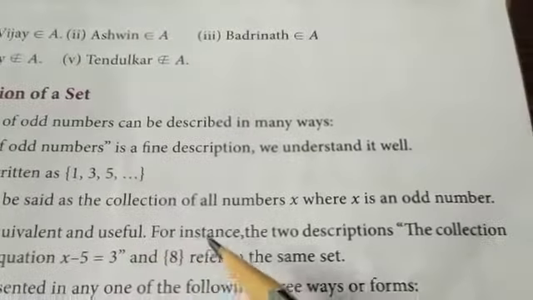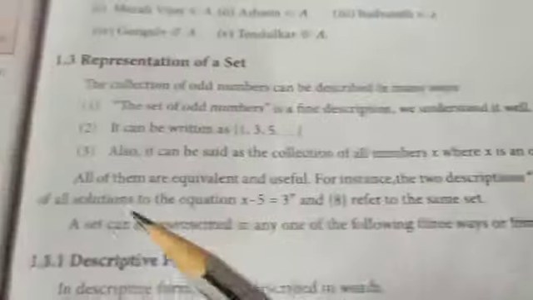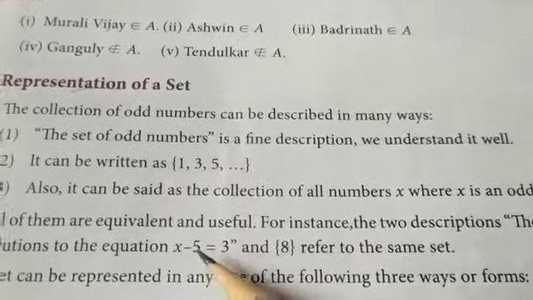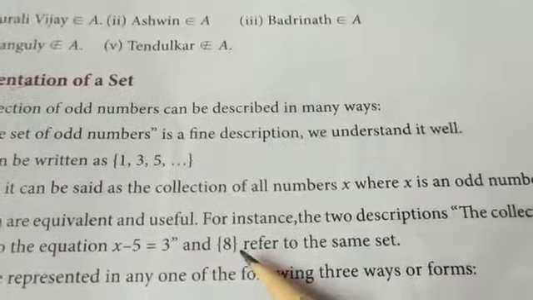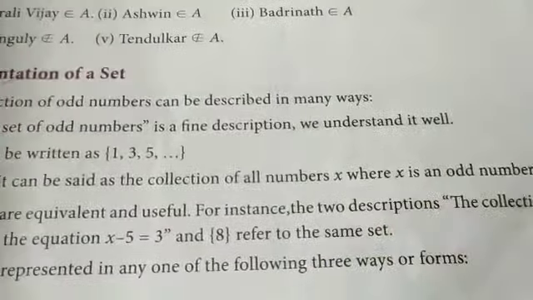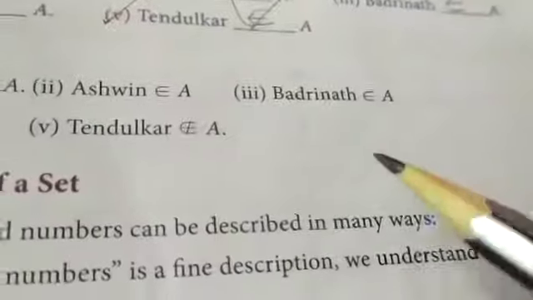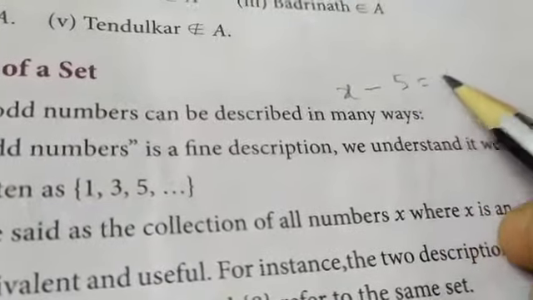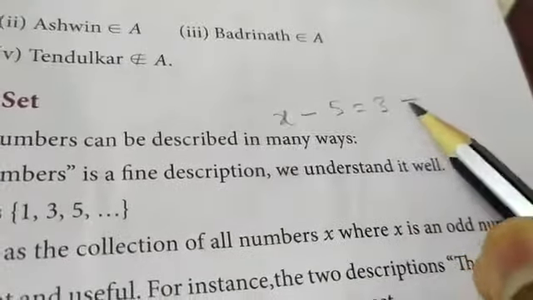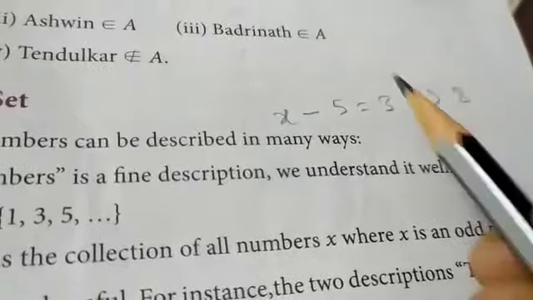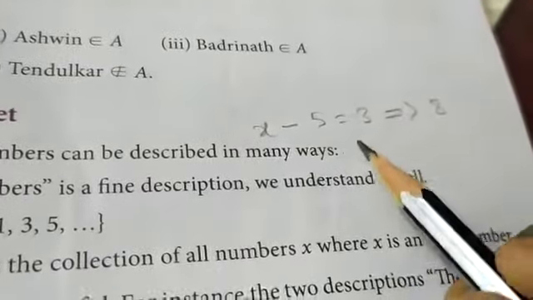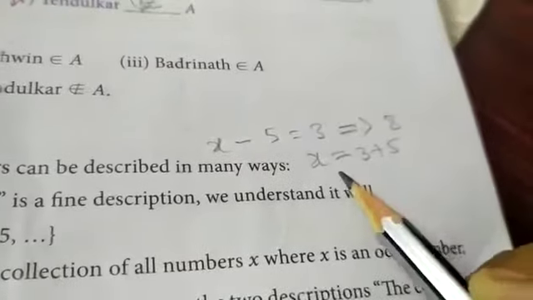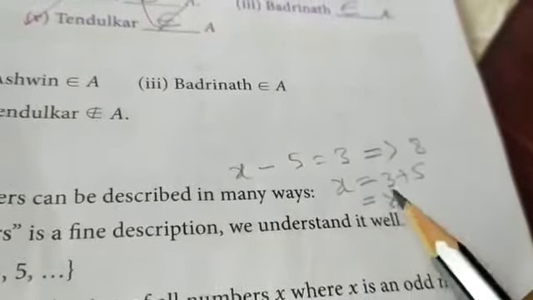For instance, the two descriptions, the collection of all solutions to the equation x minus 5 equal to 3, and 8, refer to the same set. That is, it is given x minus 5 equal to 3, and it is also equal to 8. That is, it is nothing but this minus 5 will go that side and it will become 3 plus 5, which is nothing but 8.